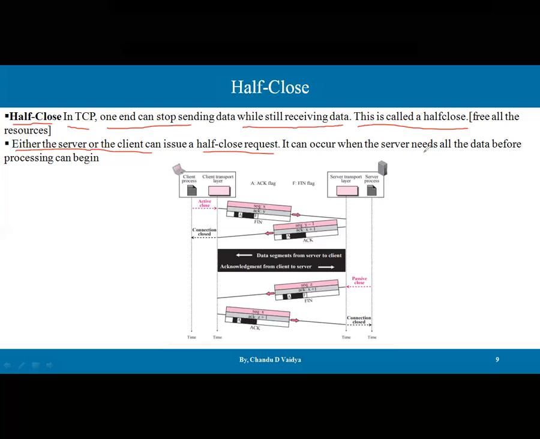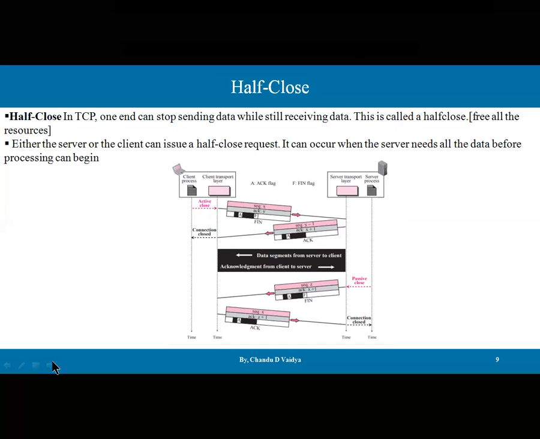It can occur when the server needs all the data before processing can begin. So either the client or the server can issue the half close command. They no longer have an agreement over this particular connection, so they can terminate. The data segment and acknowledgement will be exchanged, then the connection can be closed. But here, only half close cannot be used.